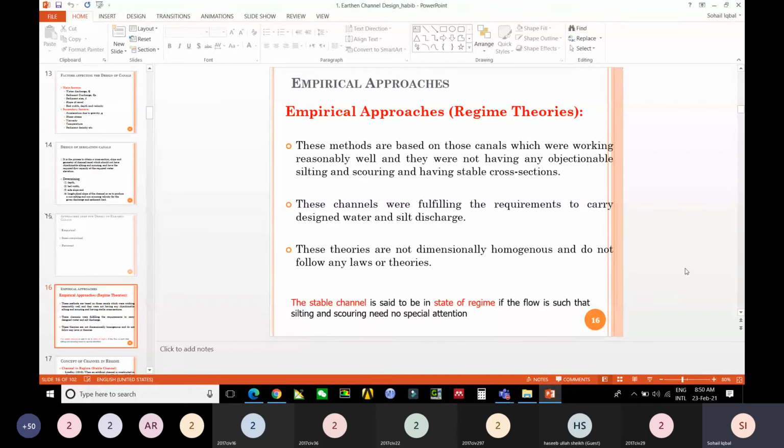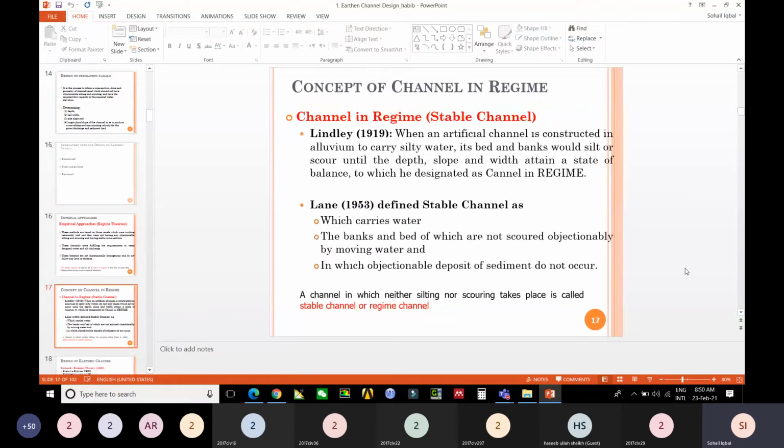So here is the stable channel definition: a channel is said to be in a state of regime if the flow is such that silting and scouring is not a serious concern. If there are no problems with respect to scouring and siltation, then that channel is known as a stable channel.